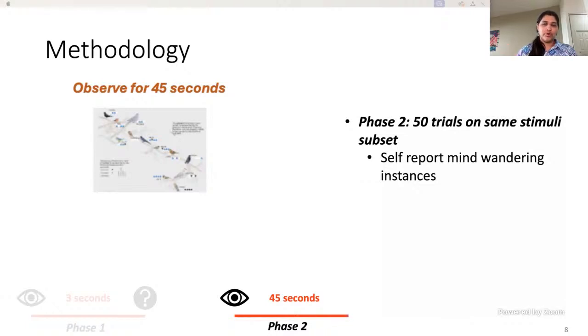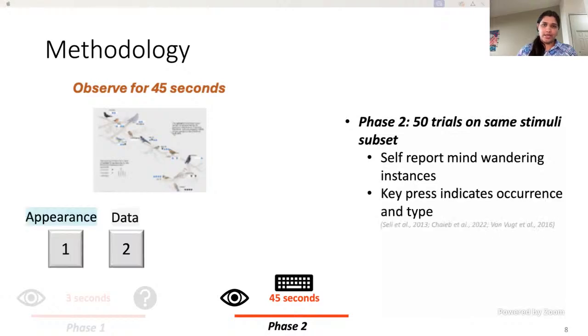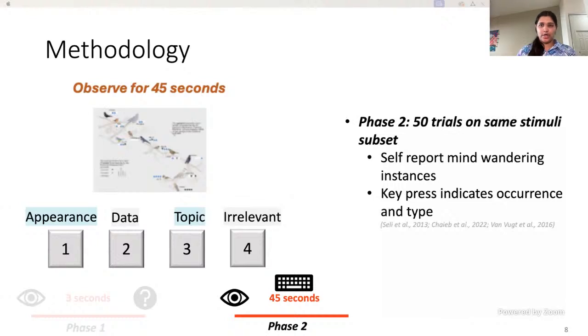This was done via key press to indicate the occurrence and type of mind wandering as a self-caught probe. And this is in line with current techniques that are used in psychology to study this phenomenon. As part of the pre-study training, the participants are explicitly instructed and they complete test trials to ensure that they understand what exactly constitutes mind wandering, as well as how to differentiate between the different types.